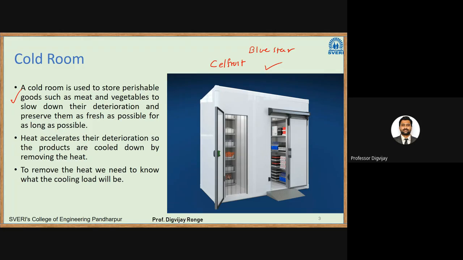Second, heat accelerates their deterioration. So the products are cooled down by removing the heat. Heat is the criterion which accelerates their deterioration process. Deterioration means the process of respiration. We have studied this process of respiration in our 8th standard or 9th standard.